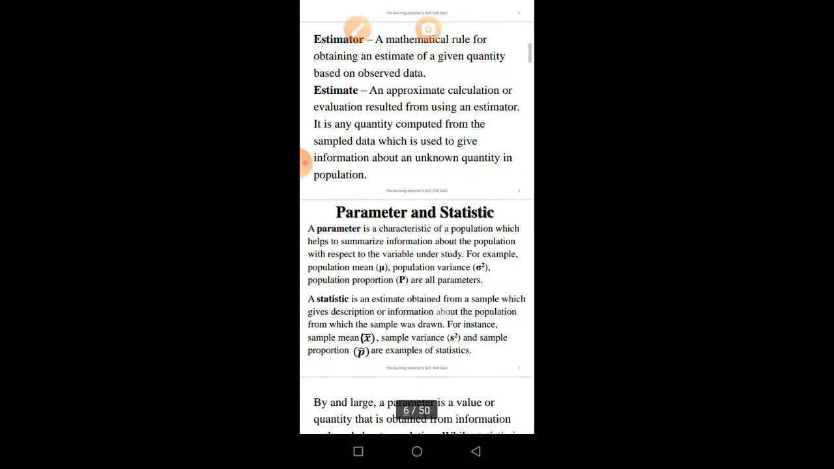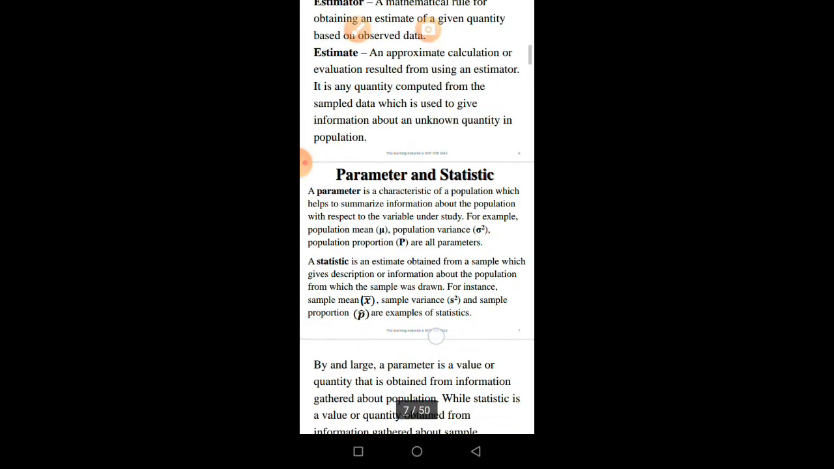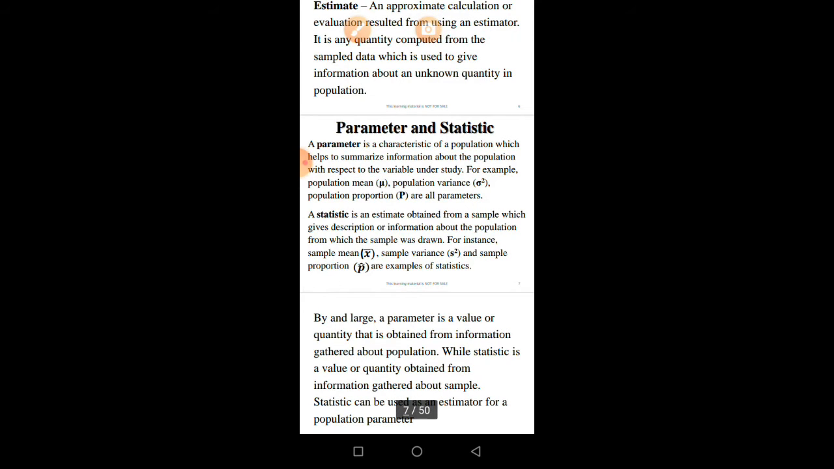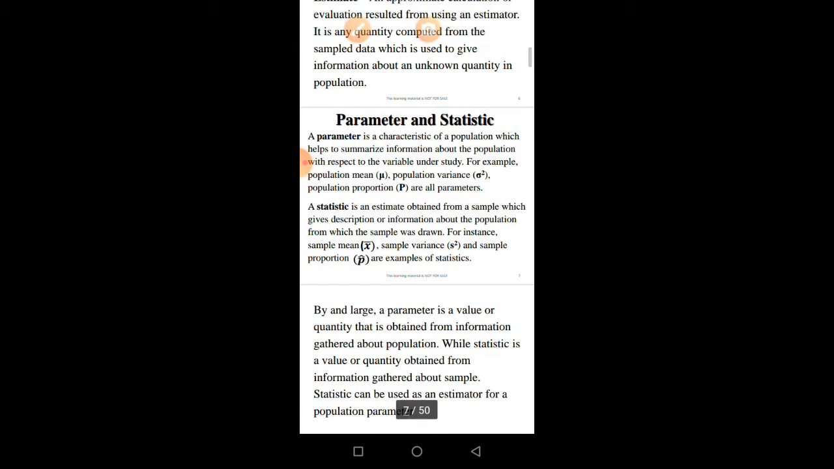Okay, now go to parameters and statistics. A parameter is a characteristic of a population which helps to summarize information about the population with respect to the variable under study. For example, population mean, population variance, population proportion, and all these. Make sure you know all these symbols because it's going to help us in our calculations. All these are parameters. Now a statistic is an estimate.